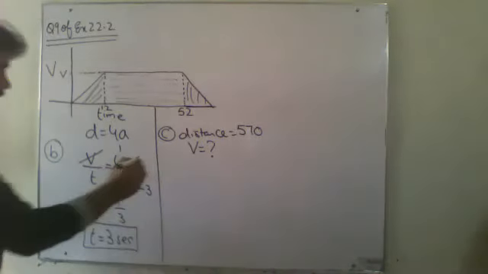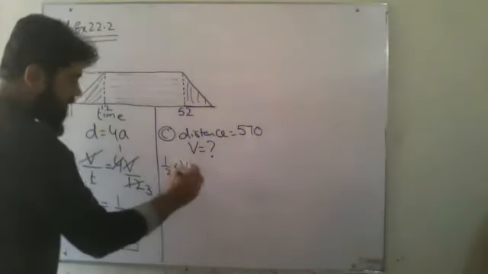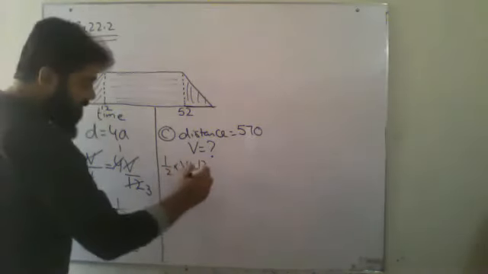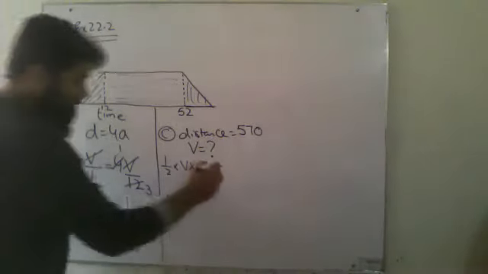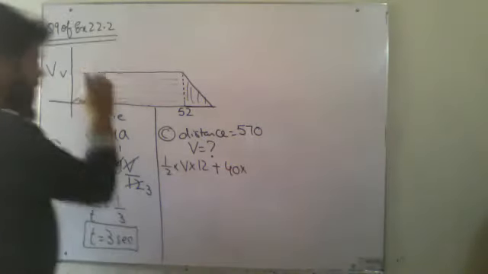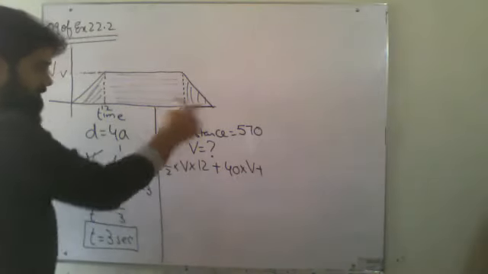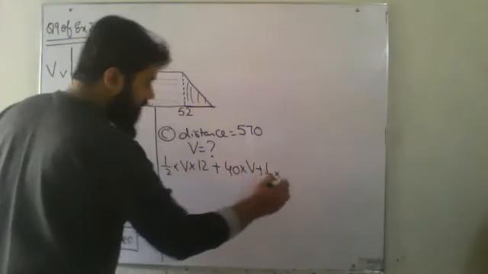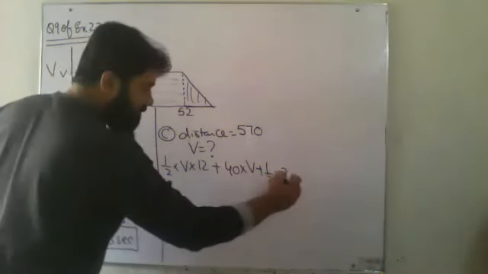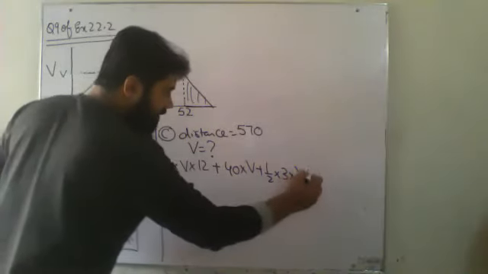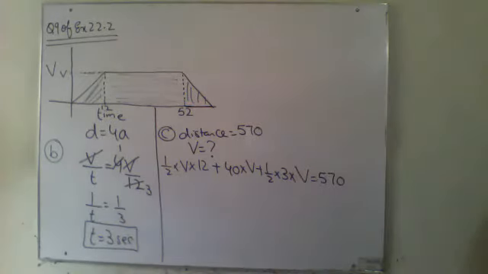So half into, what is my height? My height is V. My base is 12. Plus, for this one, 40 into V, plus this one, half into, from here I have got this as 3, height is again V, equals 570.